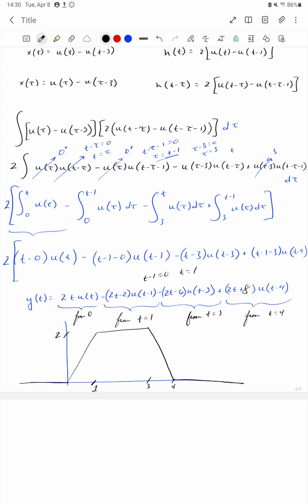So that is what this convolution looks like, is this right here. This is going to be at 2. It's got changes at 0, 1, 3, and 4. So that's what this convolution looks like.